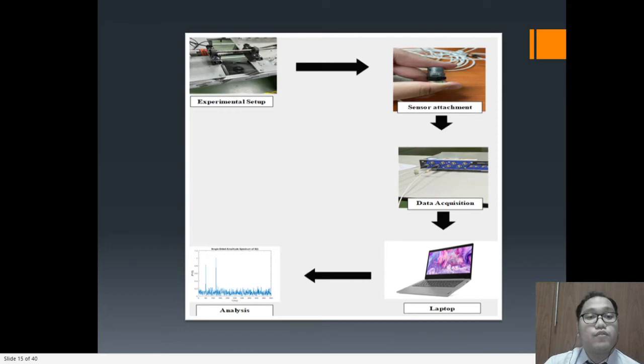This is the flow process of the experimental setup. First, we set up the experiment like this, and then we attach the sensor, which is the accelerometer, which is also attached to the data acquisition, which is also attached to the laptop, and the output will be the analysis.